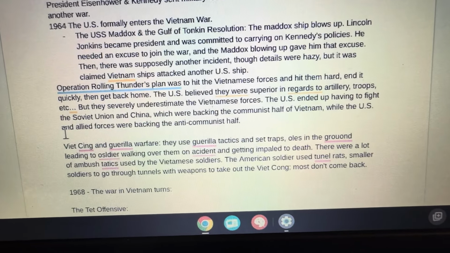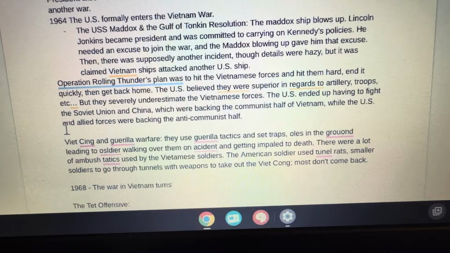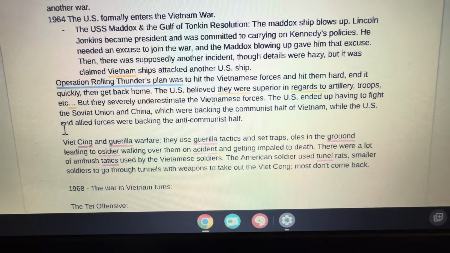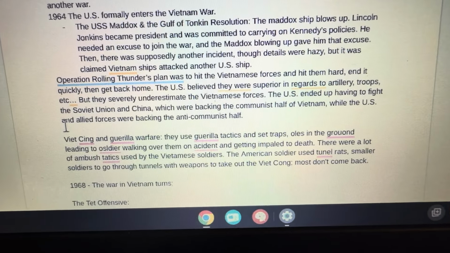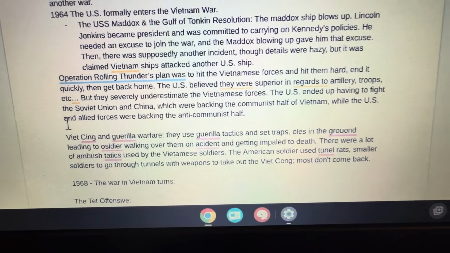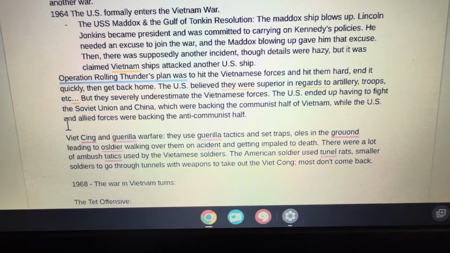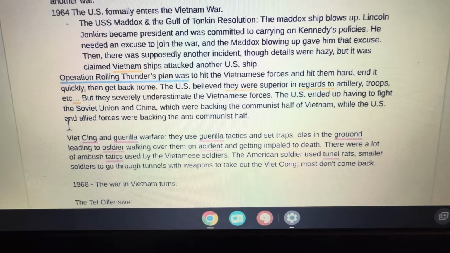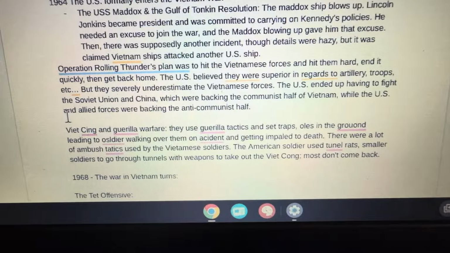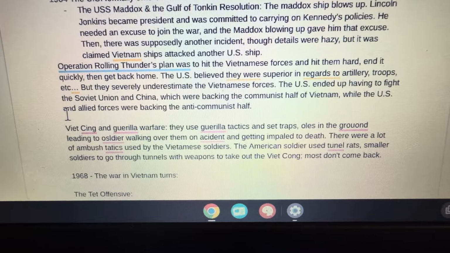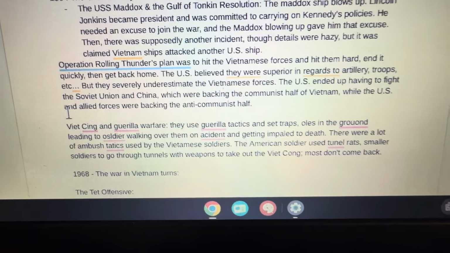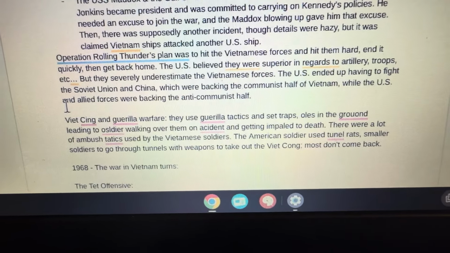Operation Rolling Thunder. That plan was to hit the Vietnamese forces and hit them hard, end it quickly, then get back home. The U.S. believed they were superior in regards to artillery, troops, etc., but they underestimated the Vietnamese forces severely. The U.S. ended up having to fight the Soviet Union and China, which were backing the communist half of Vietnam, while the U.S. and Allied forces were backing the anti-communist half. The communist half was the North, anti-communist half was the South.